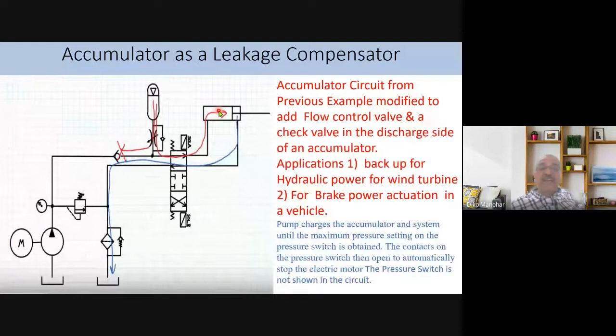One more thing is that the accumulator can keep it loaded to the full pressure. Suppose a brake is applied here. For some reason you are applying the brake. In spite of the pump being off, it will continue to maintain the brake pressure because of the accumulator pressure. So no need for the pump to be on. It is also a backup of hydraulic power for a wind turbine. So it will continue to keep position for brake or some other application. It can be used for brake power actuation in a vehicle.